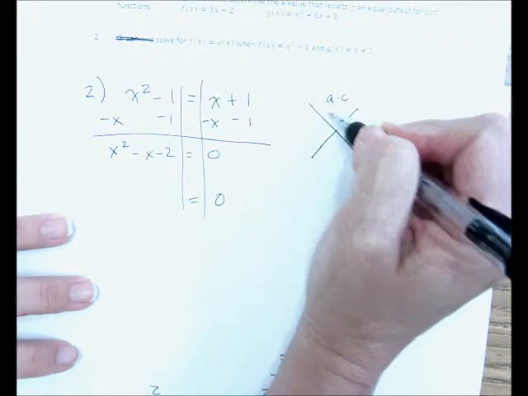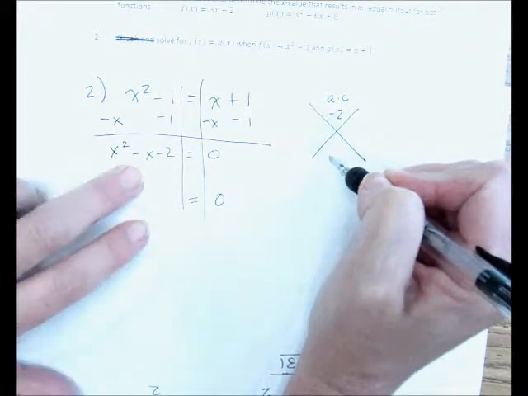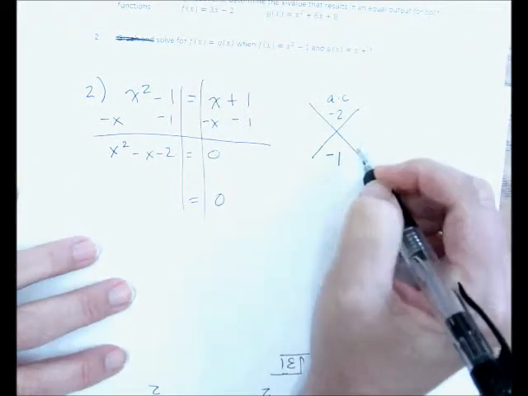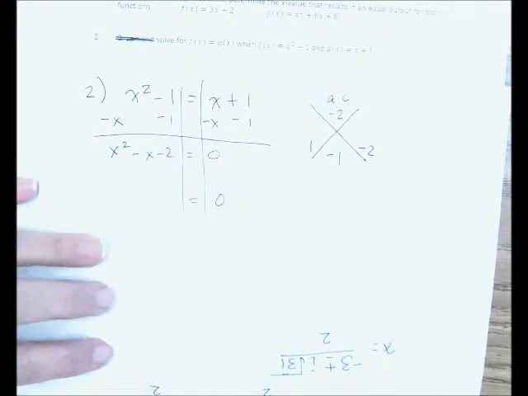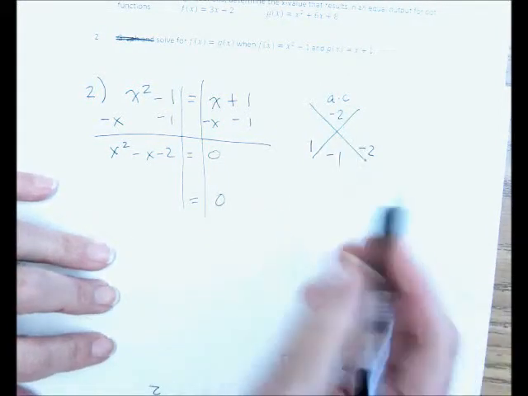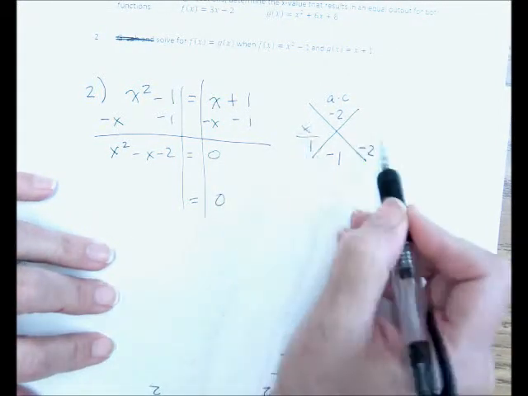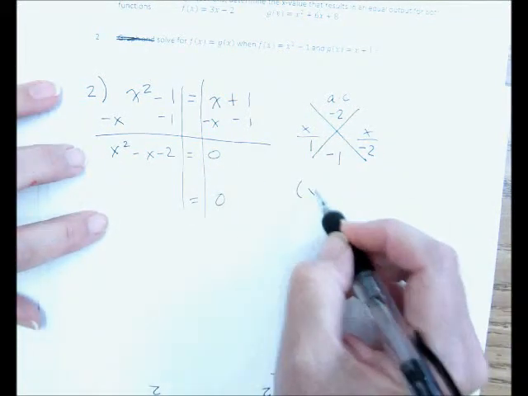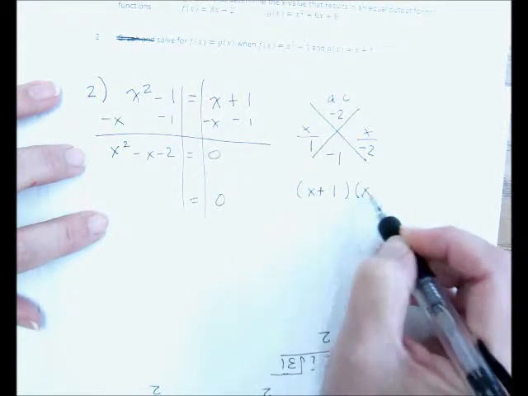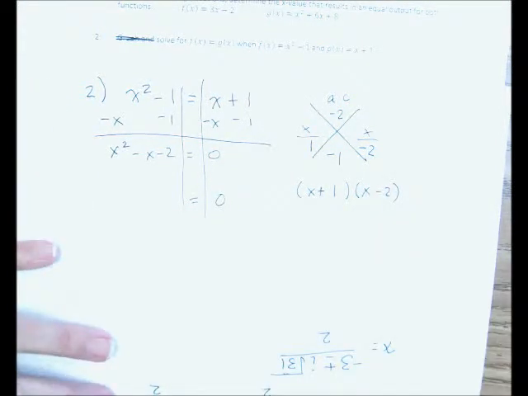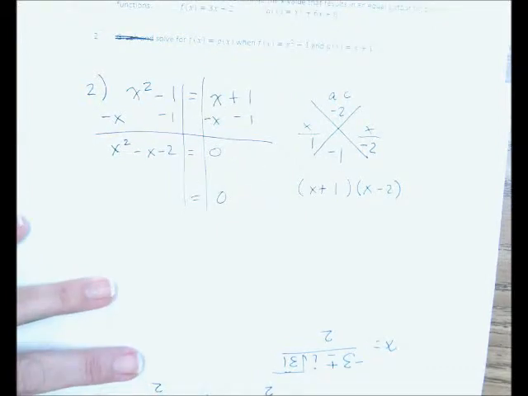A times c is going to be negative 2, and then b is negative 1. So I can see I can have negative 2 and positive 1 as my factors that are going to multiply together and get negative 2. And my leading coefficient is just 1, so factored out, it's going to be x plus 1 times x minus 2. So that is the answer factored out, but I still haven't solved it.